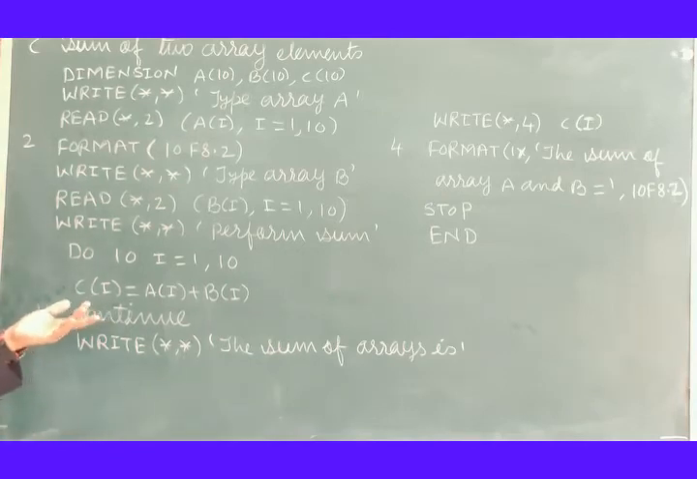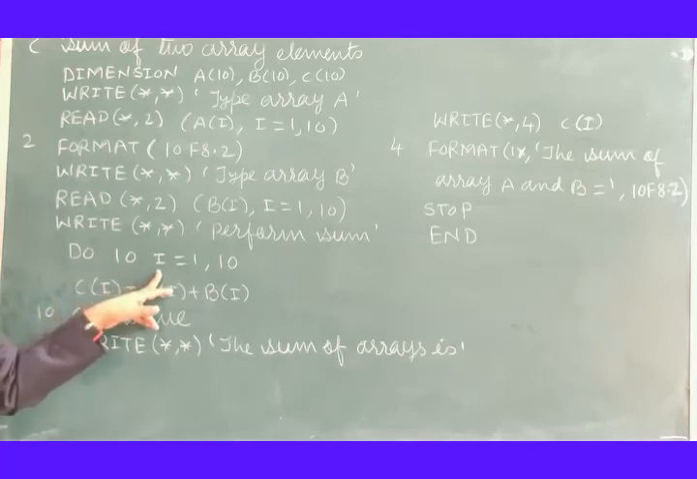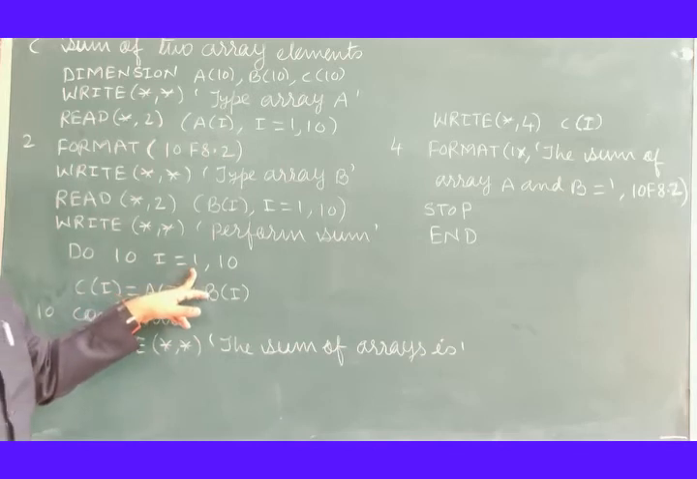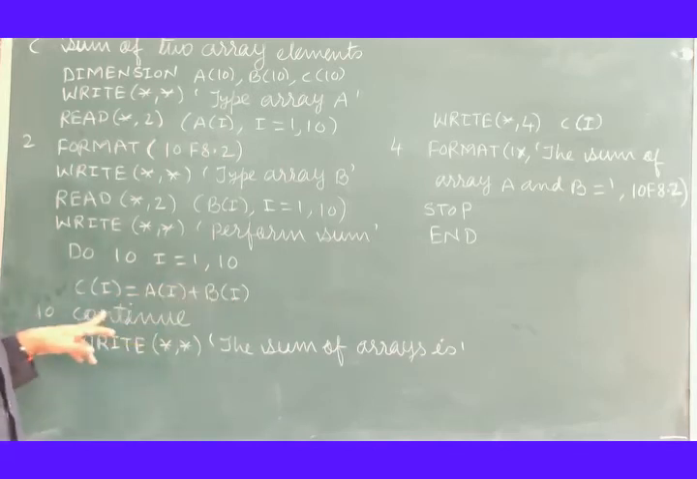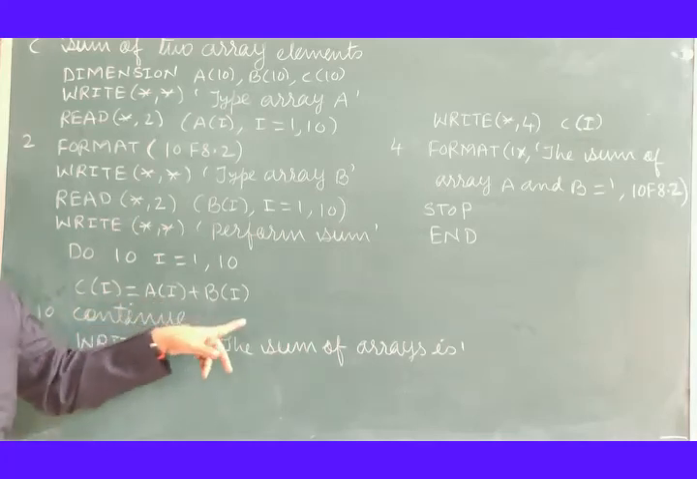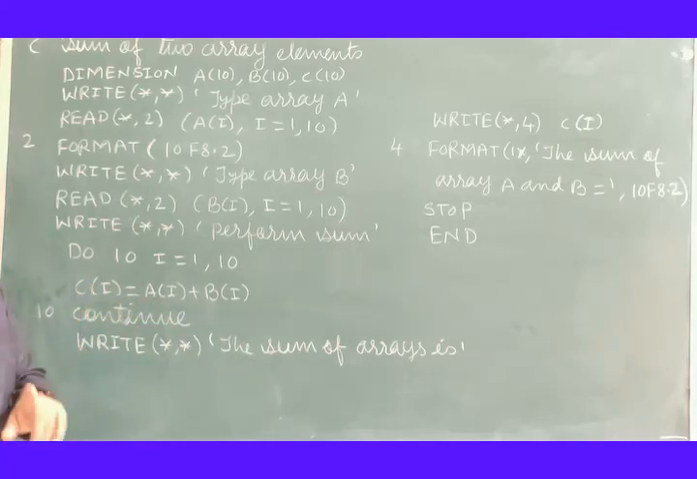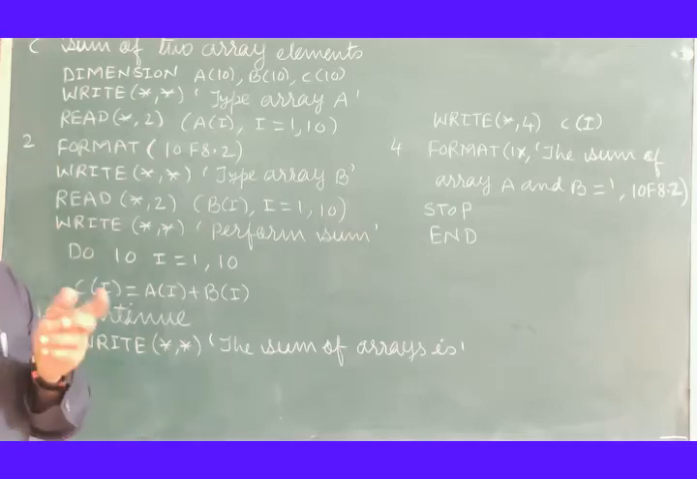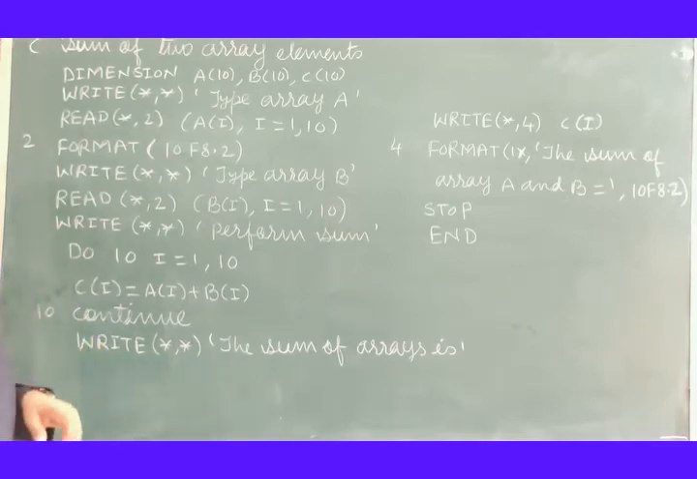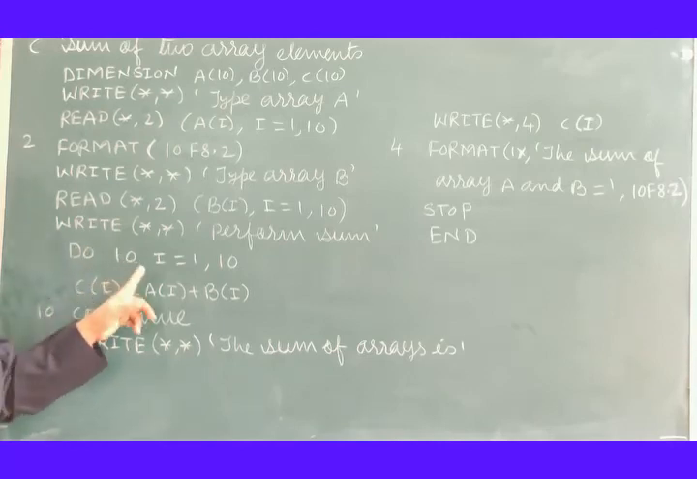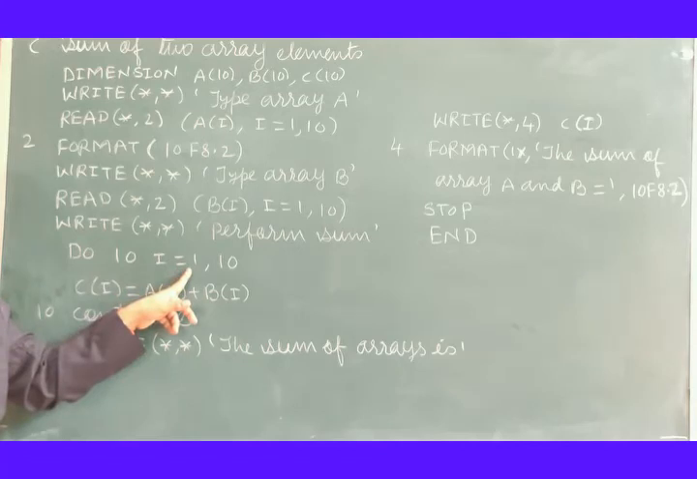For that we use a do loop. Do, line number of the last statement of the do loop, running variable I is equal to initial value 1, final value 10. I is 1, C1 is equal to A1 plus B1. Sum of the first element of array A and the first element of array B is performed. Control comes to here, continue. Go to do. Now I will be 2, incremented by 1.